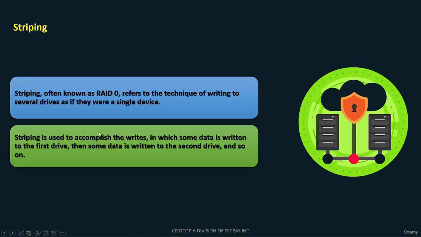So disk striping, often called RAID 0, is the technique of writing several drives as if they were a single device. Striping is used to accomplish writes, so speed is paramount. So you write some data to one drive, then write some data to another drive, and so on. Striping, unfortunately, at RAID 0 has no redundancy. Strictly, it is a speed-saving matter.